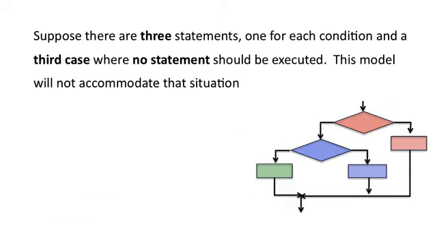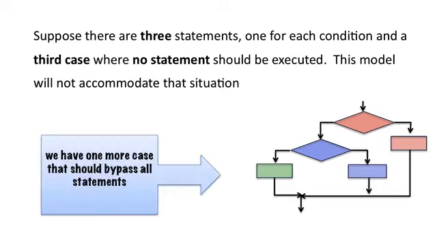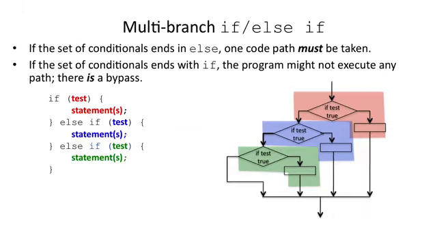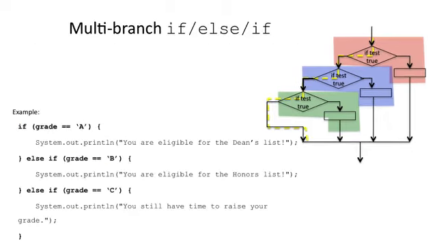But we haven't seen it all yet. Suppose there is a case where we would want to bypass all of the possible statements. That is impossible here. We need an if-else if that allows for that bypass. Here, every statement is controlled, and to execute any of them, a test must be true for the input. This works well for our example, where we have a message for students earning a grade of A, B, or C, but no executable statement otherwise.